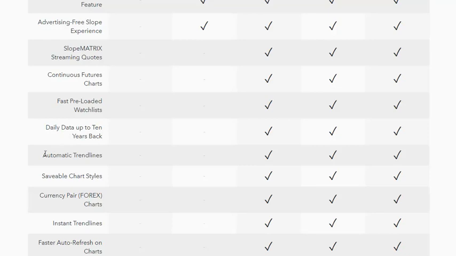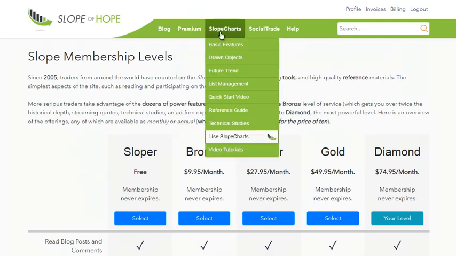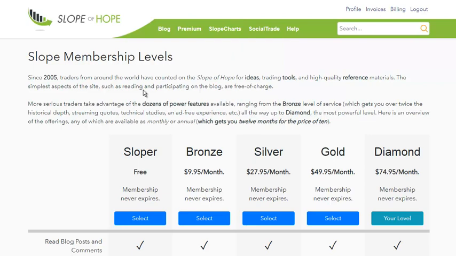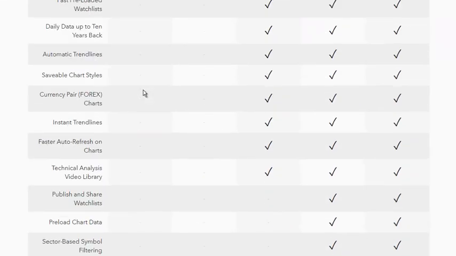Ten years of back data, automatic trend lines. These are incredible. And there's an entire video tutorial about automatic trend lines, which kind of brings that to life. Those are coupled with instant trend lines. So those are kind of hand in hand, amazing feature.